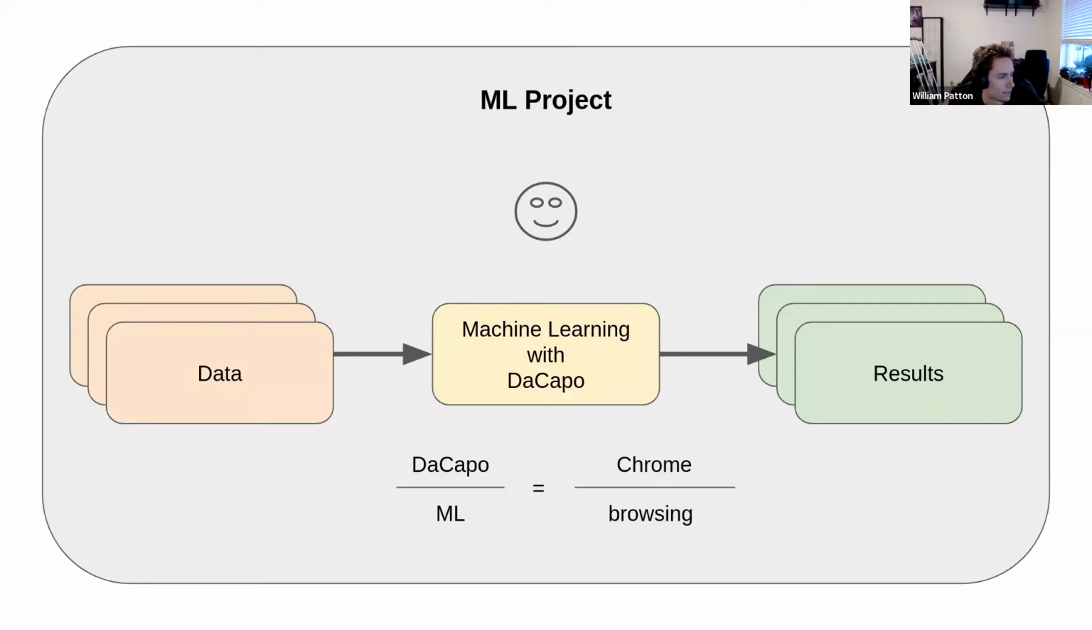So then I like to emphasize here that DeCapo is a tool that helps you do your machine learning. It is not all, like, it won't do everything for you, right? If you want to browse the web, you might use Chrome. There are other tools, but hopefully DeCapo will help you do your machine learning easier and faster.